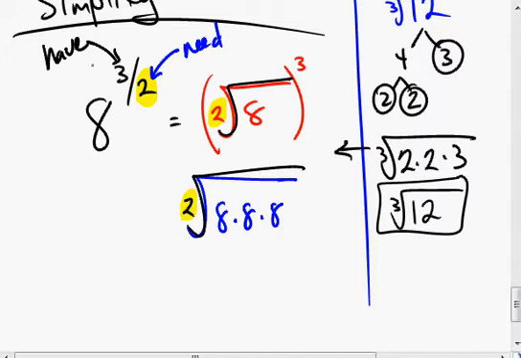So in this case, I have 3 8s and I need 2 8s. So do I have enough to take one out? And the answer is yes. If you need 2 and you have 3, that looks like this.